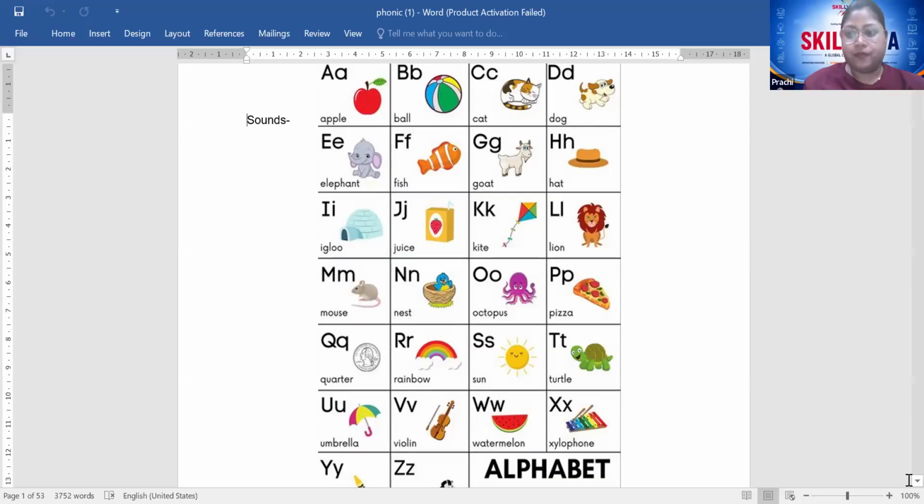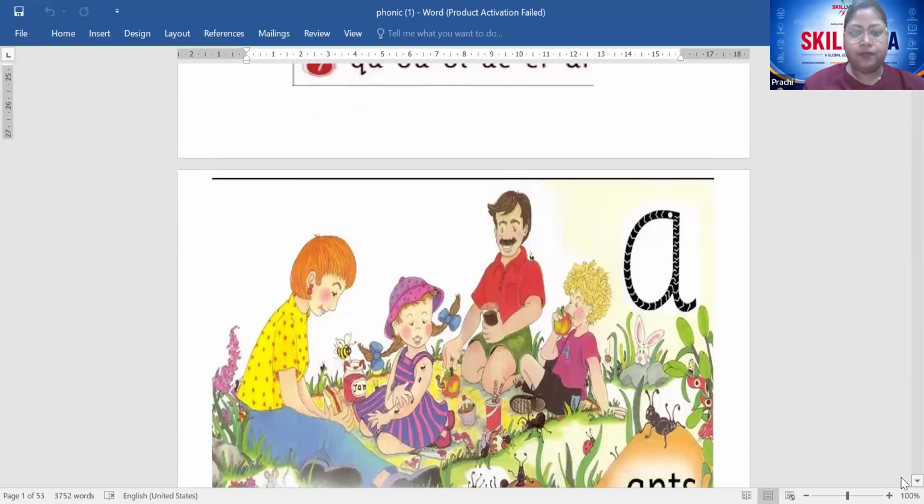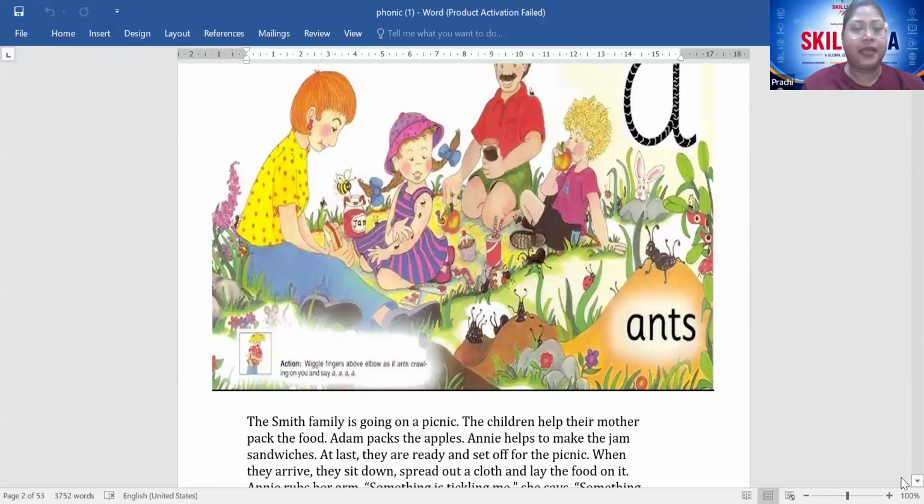The sound of letter A is A, and the action of letter A is to wiggle your fingers above the elbow. Hope you all are doing this action, because right now your cameras are off. I'm not able to see whether you are doing this action or not. Unmute yourself and say the sound. Letter A: capital A, small a, and the sound is A.